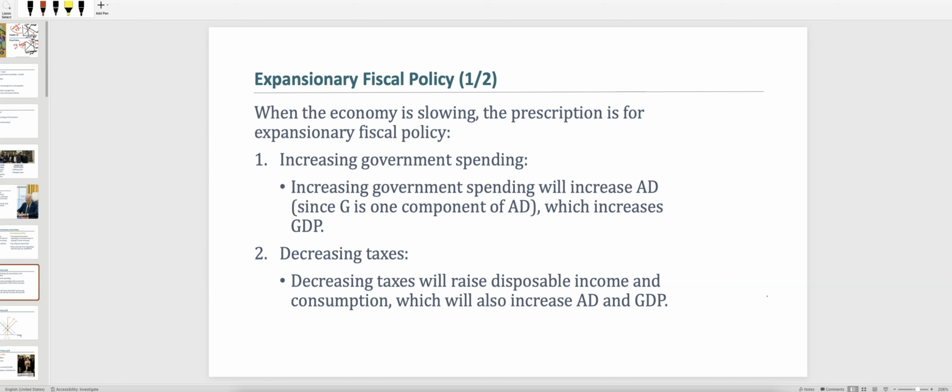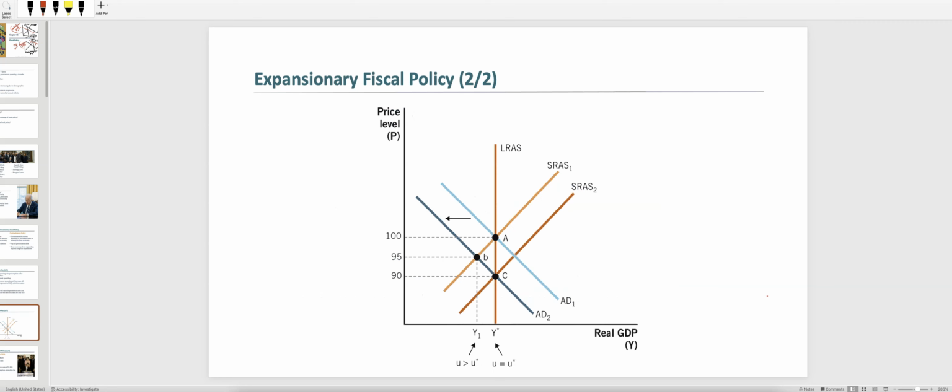So again, what we would see here is, at least for expansionary fiscal policy, there's two ways to pursue that. You either increase the government spending, which is increasing the G, or you're decreasing taxes, which in turn will increase consumption. And again, you would do it because you're at point B. You're in this recessionary gap, and you're wanting to move to point A.